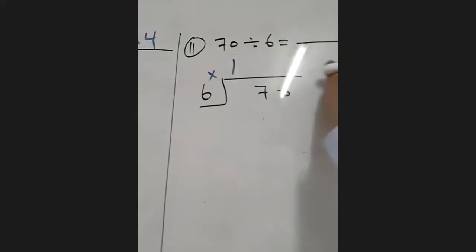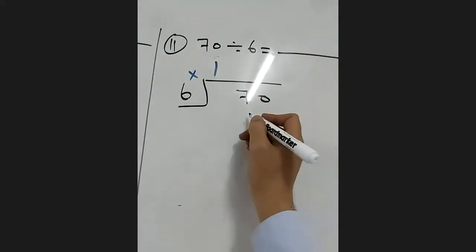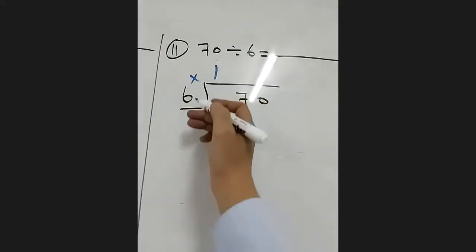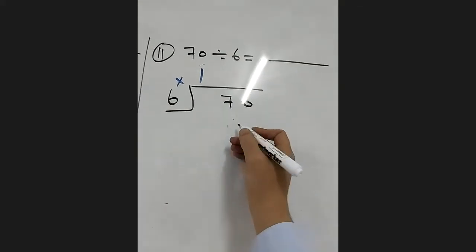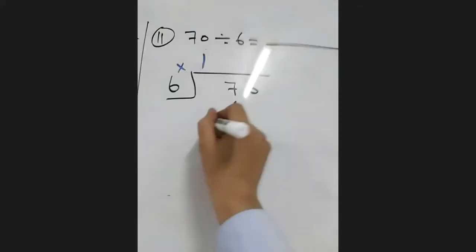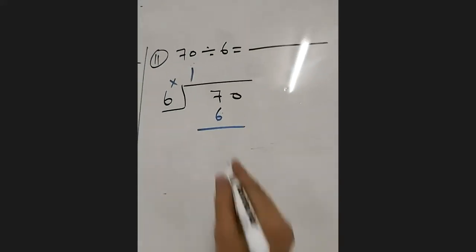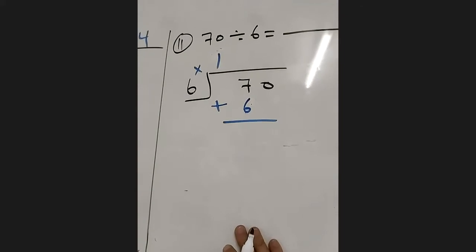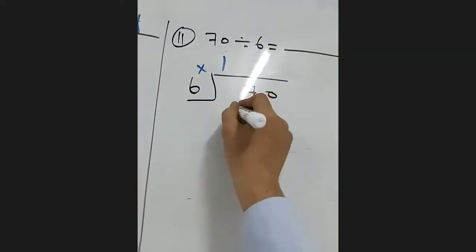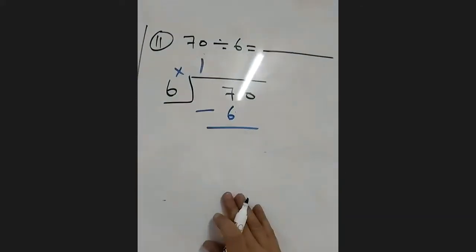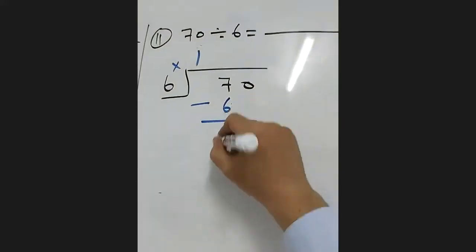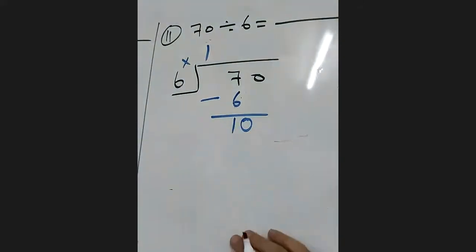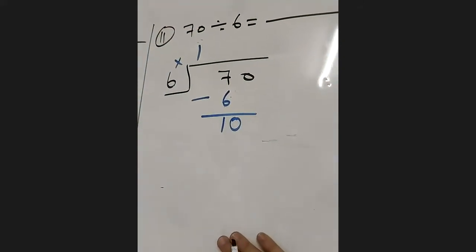Yalla. Then what will we do, ya Faisal? 1 times 6 is? 1 multiplied by 6, how much? 6. Then we add them, right? Minus. We minus them. We don't add. Yalla. 7 minus 6, how much? 1. Then down 0. It will be 10.